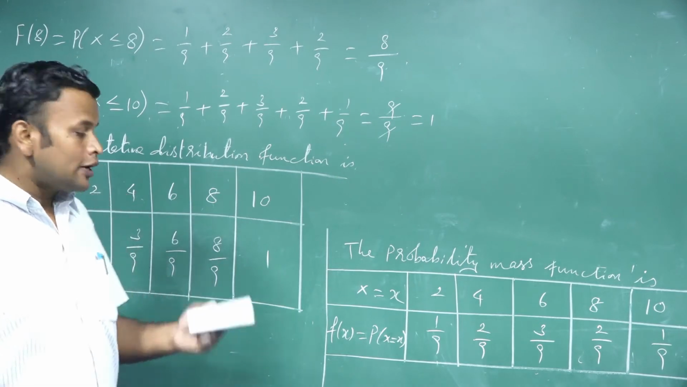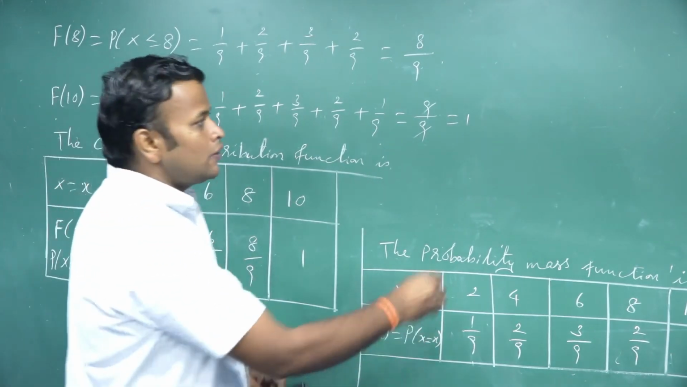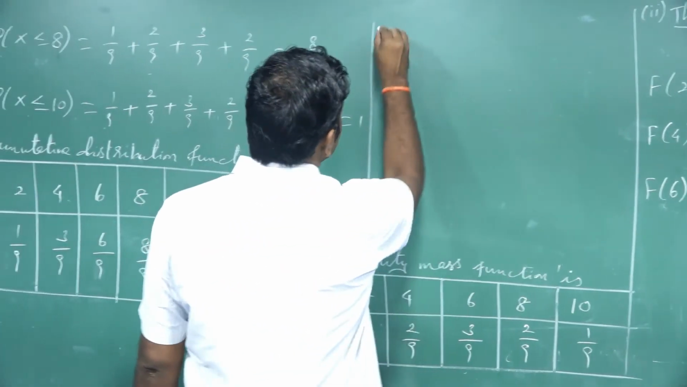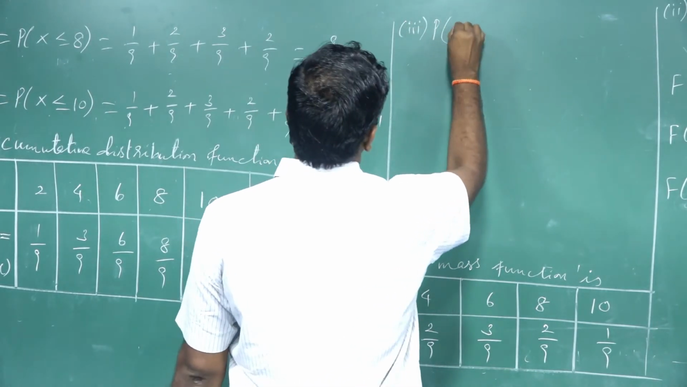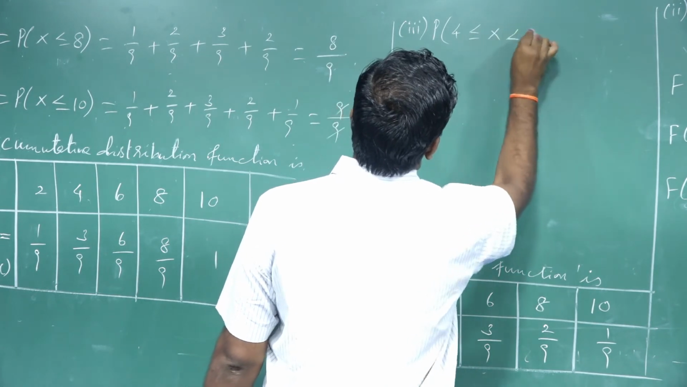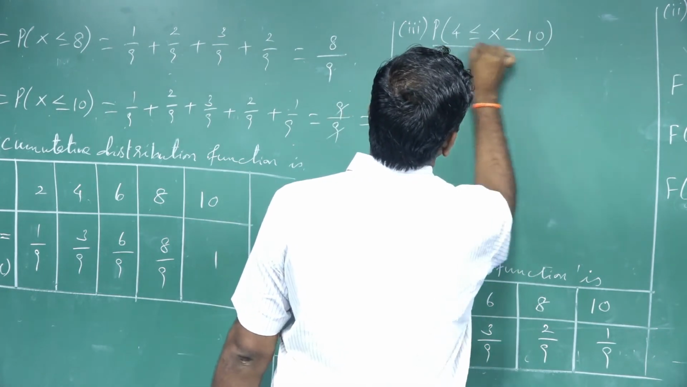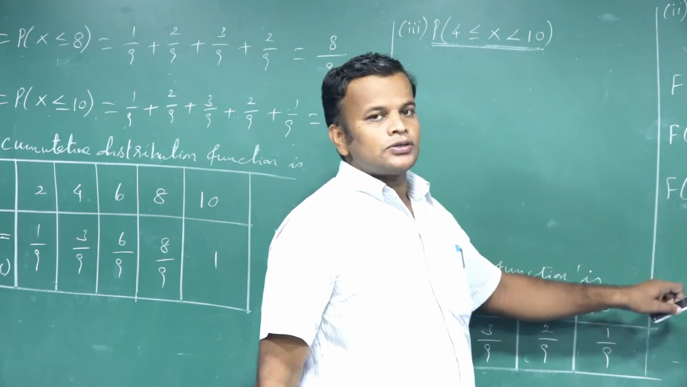Now we find the third subdivision. What is the third subdivision? The third subdivision is to find P of 4 less than or equal to x less than 10. So I don't need this one, so I rub it out.